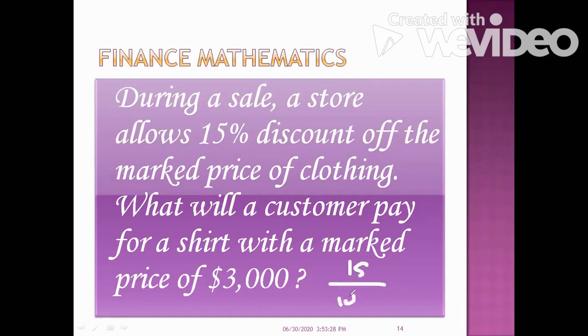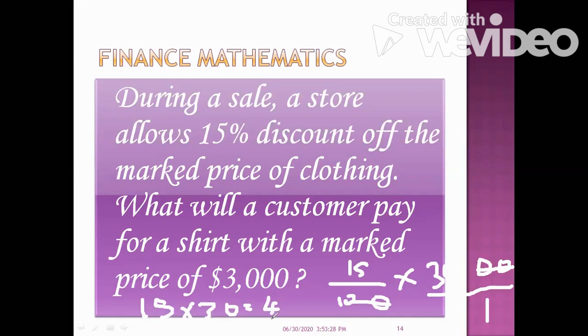So 15% as a fraction is 15 over 100 multiplied by 3,000. Right? So about this space here, right? So these two zeros cancel out those two zeros. So what is left is just 15 multiplied by 30. And 15 times 30 is 450. So how much money comes off of the shirt? $450, that's true.